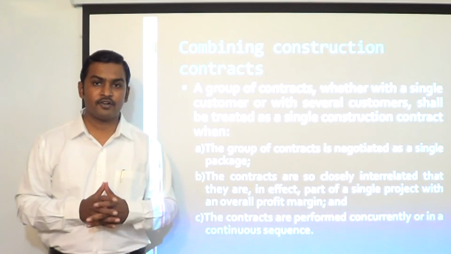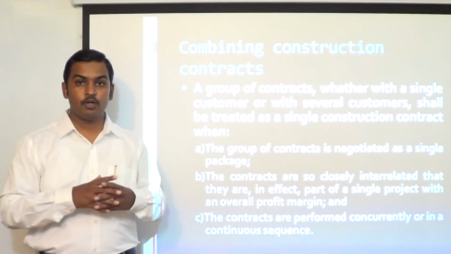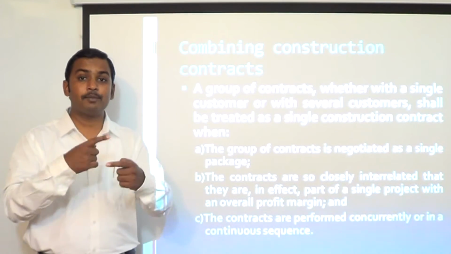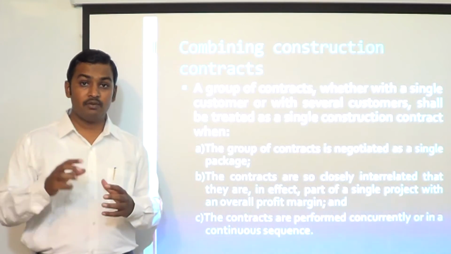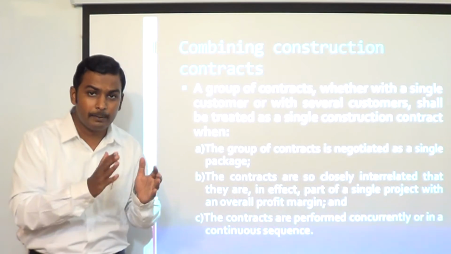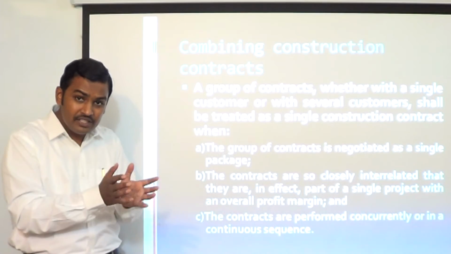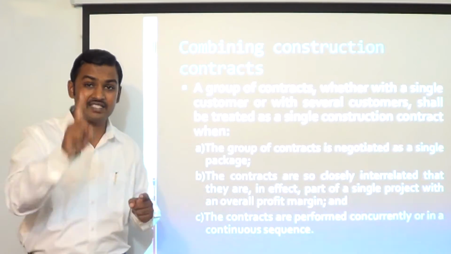Next, combining of contracts. There can be an opposite situation where you have a group of contracts. That means you don't have one contract, you have multiple contracts with the same customer or with different customers. If you see the commercial reality of the transaction, you may find that even though on paper there are multiple contracts, actually the subject matter or the commercial reality of all these contracts is that they are a single contract.